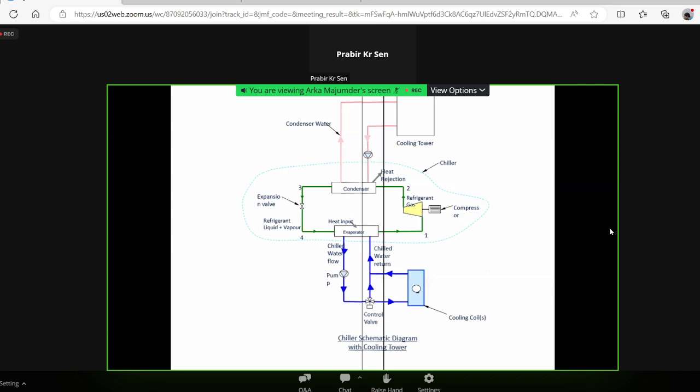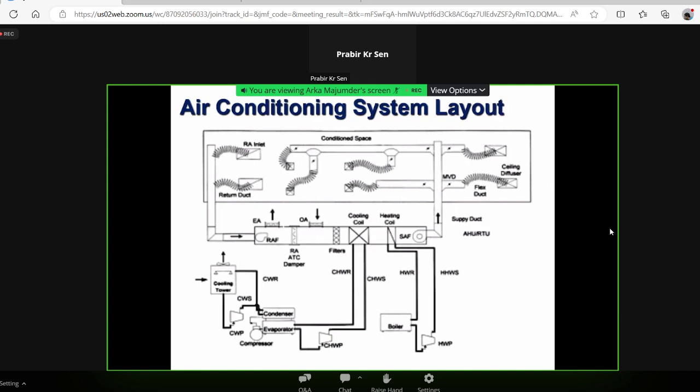So next slide. This is the complete air conditioning system. Just see the bottom left corner where we have a compressor. From the compressor, the refrigerant goes to a condenser. The condenser is cooled by the condenser water pump, which supplies water from the cooling tower, and the water is taken back from the condenser to the cooling tower.